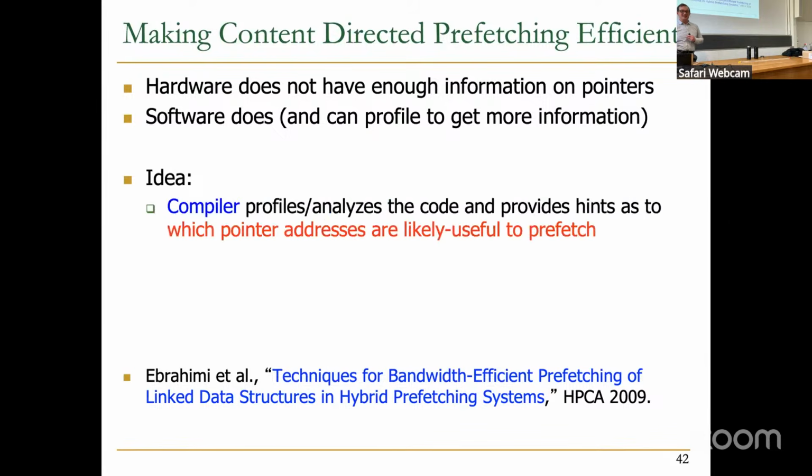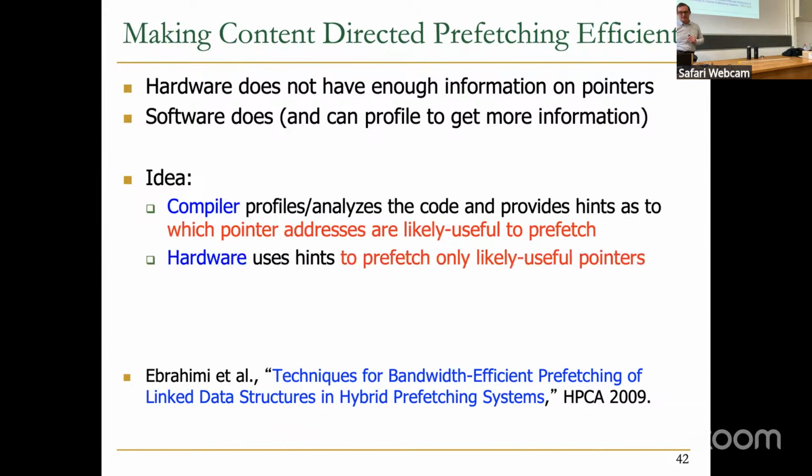And the idea here is to have the compiler profile or analyze the code and provide hints as to which pointer addresses are likely useful to prefetch. And it can guess that based on the structure of the program or based on profiling information, as we will see soon. And hardware uses these hints to prefetch only the likely useful pointers. Basically, you need to add another bit to either a load instruction, as we did here, or cache block. Somehow you need to decide which pointers inside the cache blocks are likely useful. It's like a bit vector that's supplied with every load instruction. And you only prefetch for those likely useful pointers.